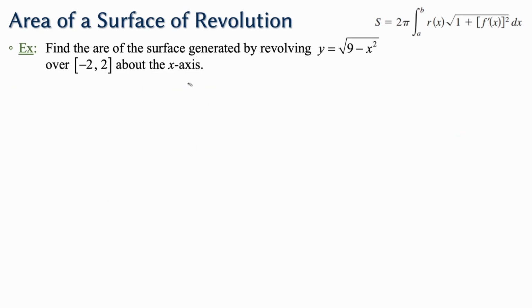Okay, let's try one more example. This time, let's take the curve square root of 9 minus x squared and, over the interval -2, 2, revolving around the x-axis. And again, we're going to be looking at the surface area generated by doing that.